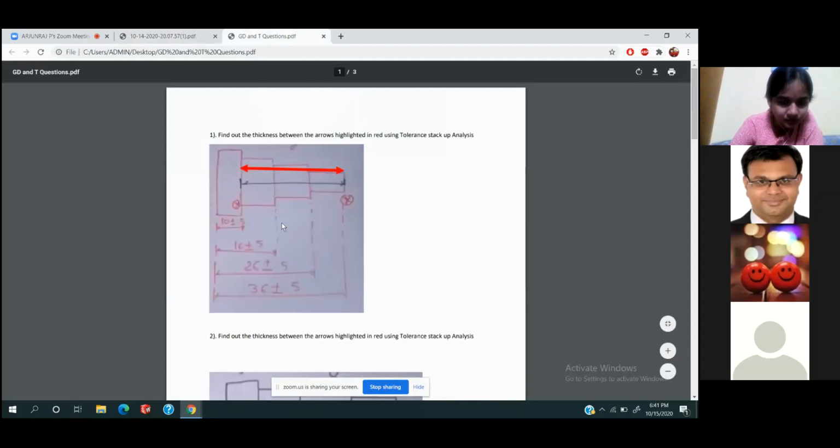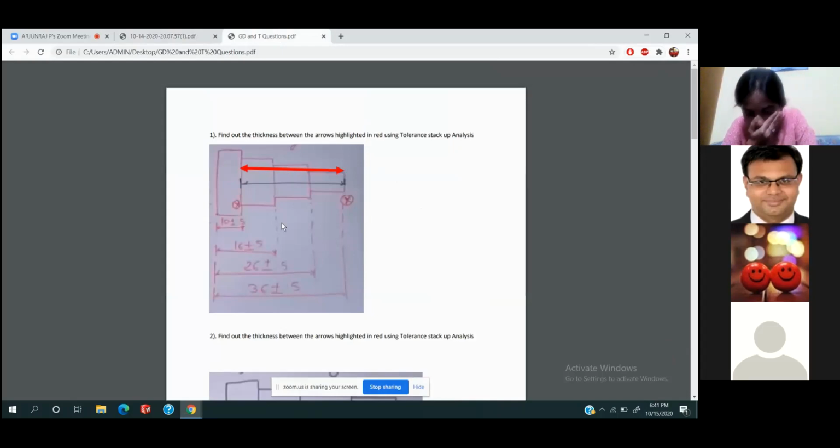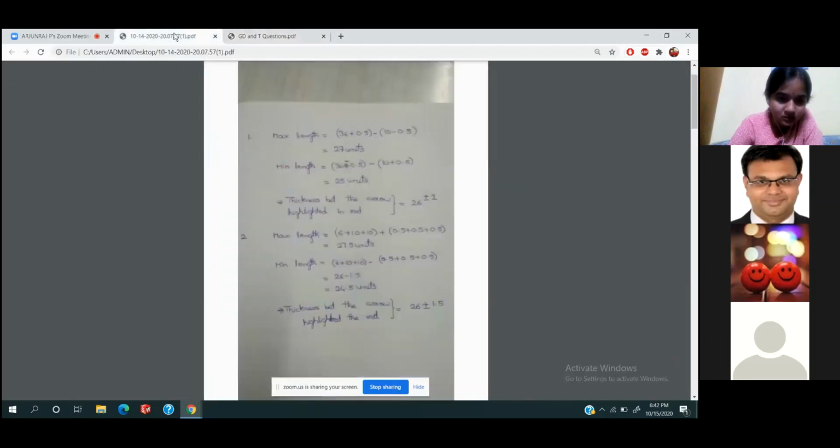Actually, that red line part: 36 is the complete length of the component, right, sir? So to get the maximum value of the red one, we need to subtract the smaller limit of the initial part. So what I've done is 36 plus 0.5 minus 10 minus 0.5, so that I could get the maximum length of the red arrowed part. That's what I have done. Okay, it's quite interesting. So go with the third question.